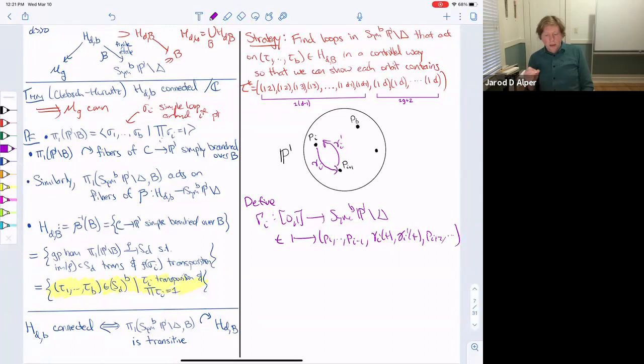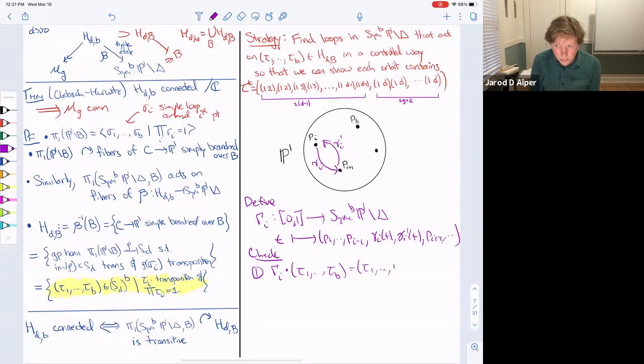Okay. And then what you need to check, here, I'm not going to give all these details, but you check two things. One, you check that this action, if I act by gamma_i on transpositions tau_1 to tau_B, has the effect of fixing the first i minus one, and then it conjugates the i plus one guy by i. It sort of switches the i plus one transposition and the i transposition, but it conjugates one of them. Tau_i, and then tau_i plus two, and so on. I think that's right.